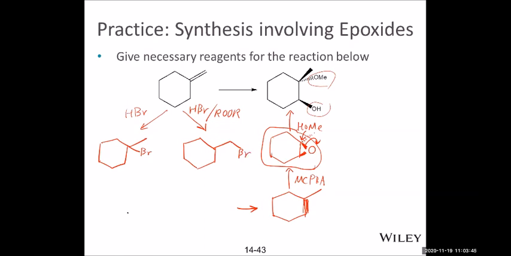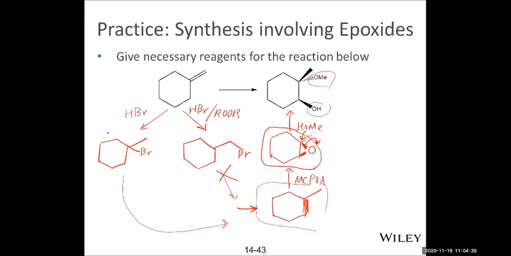Okay, so which one of these two can use elimination to give me this as a product? This or this? Okay, this one, if it goes through elimination, the base removes the beta hydrogen, which is here. Remove this beta hydrogen, remove the bromide, that'll give me this alkene, which is the starting point. This is not going anywhere. Elimination of this halide will not give me the product. Okay, so it has to be this.